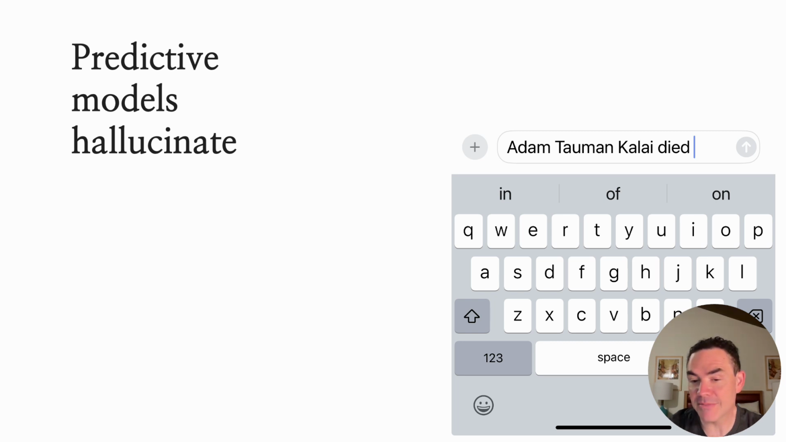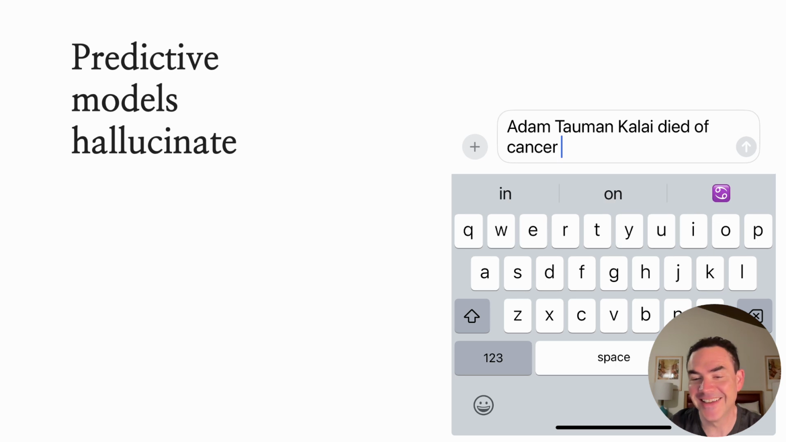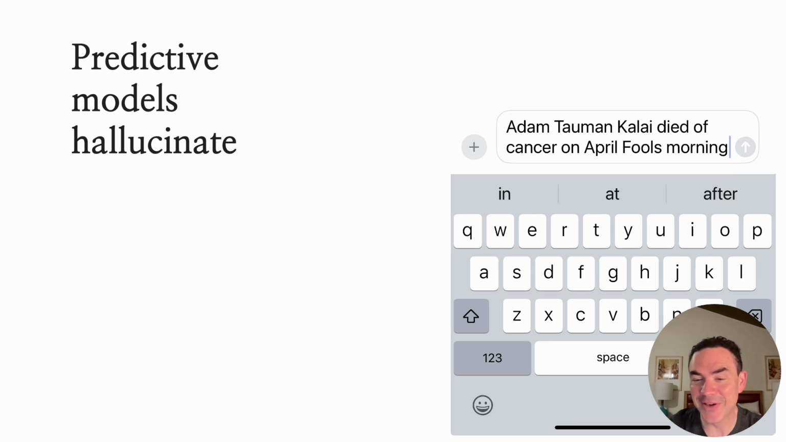The next word it predicts, the most likely word, is "of." Adam Clyde died of, and then you can accept that and keep going, and the next word most likely is "cancer." Oh, that's too bad, I died of cancer. And then it even predicts a specific date, on April Fool's morning. Go figure. The worst part about dying on April Fool's is that nobody will believe you.